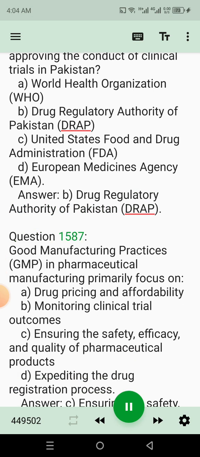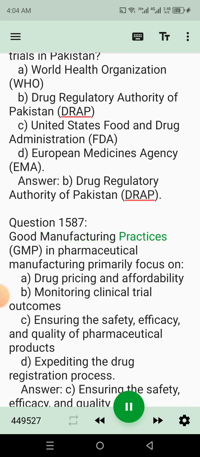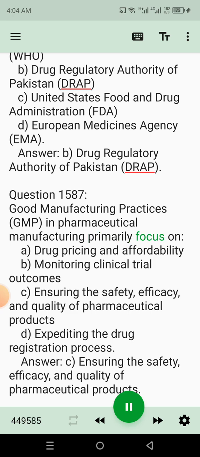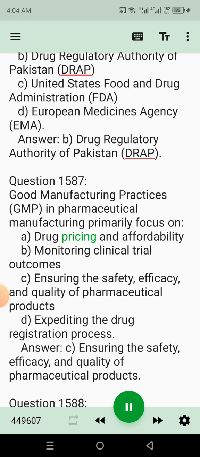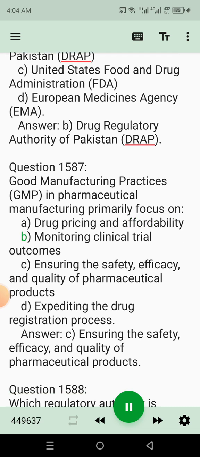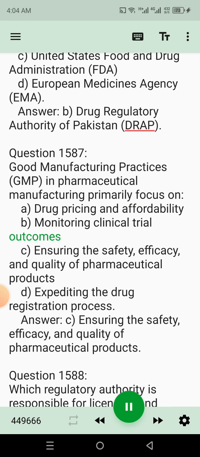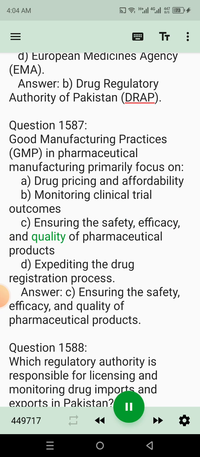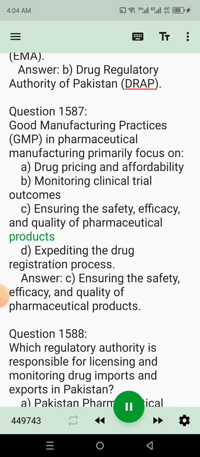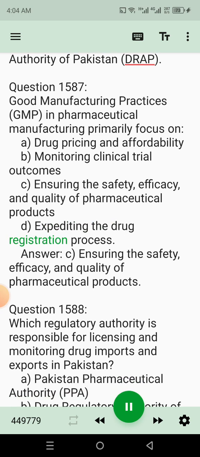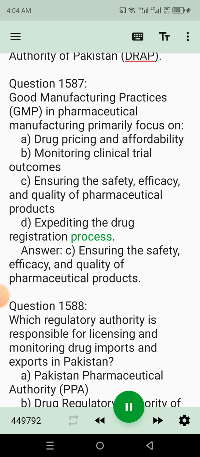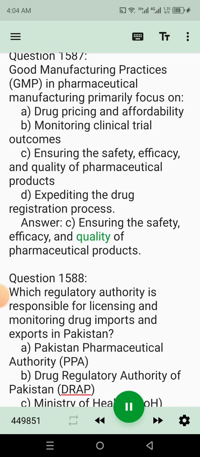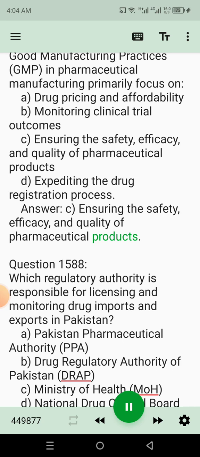Question 1587. Good manufacturing practices (GMP) in pharmaceutical manufacturing primarily focus on: A. Drug pricing and affordability. B. Monitoring clinical trial outcomes. C. Ensuring the safety, efficacy, and quality of pharmaceutical products. D. Expediting the drug registration process. Answer: C. Ensuring the safety, efficacy, and quality of pharmaceutical products.